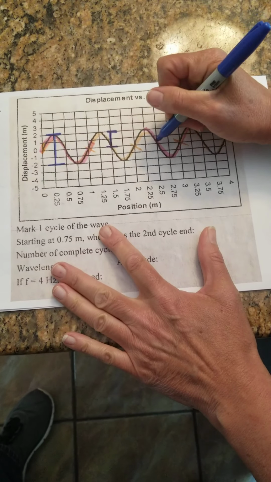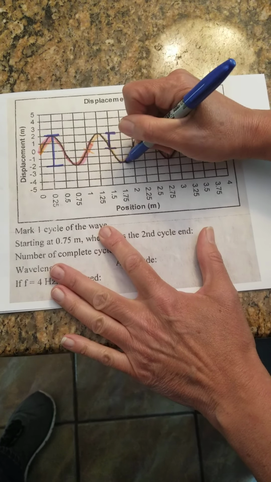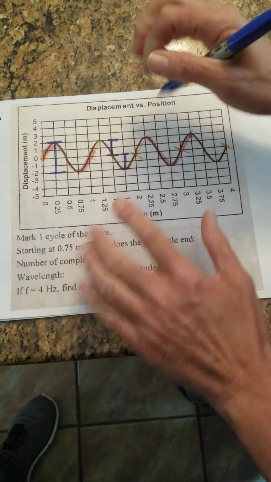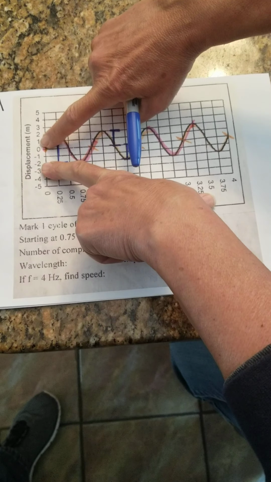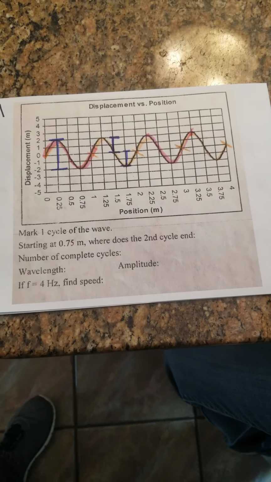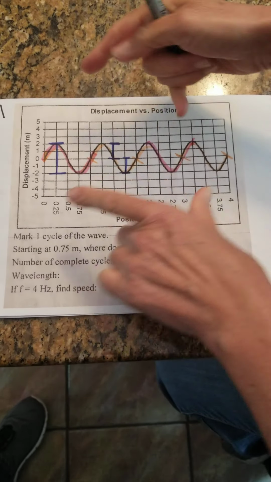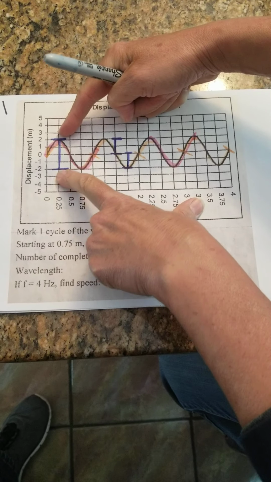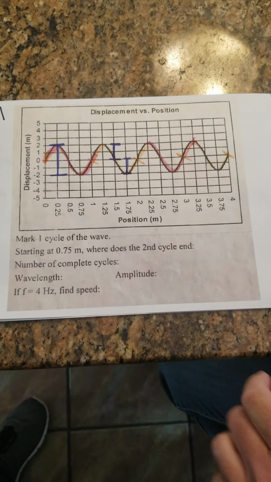If you would prefer to use the trough, well, here's the trough. I have to go up to my x. That distance is still 2 meters. So the amplitude of this wave is 2 meters, and amplitude is always half of the wave height. So if my wave height is 4, half of that is 2. My amplitude is 2 meters.